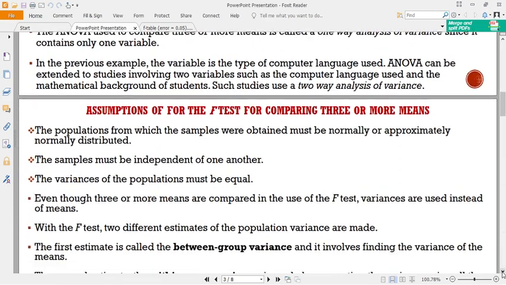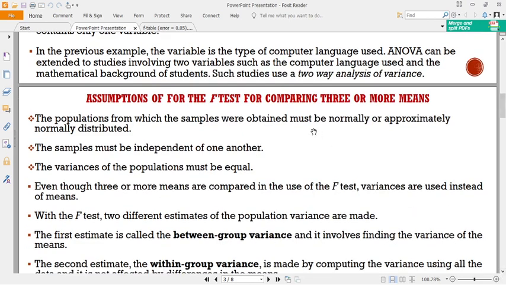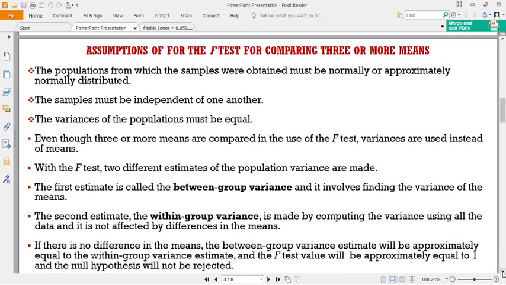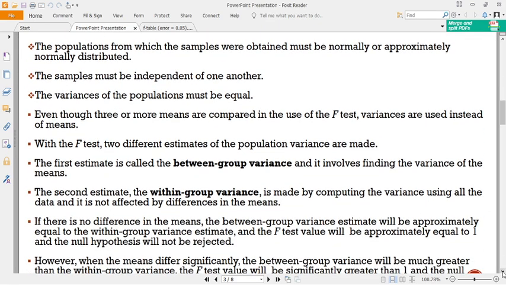The assumptions of the F-test: the populations from which the samples are drawn must be normally or approximately normally distributed. The samples must be independent of one another, and the variances of the populations should be equal. Even when we are comparing means, for the F-test we use variances instead of the means. So two different estimates of a population variance are always made.